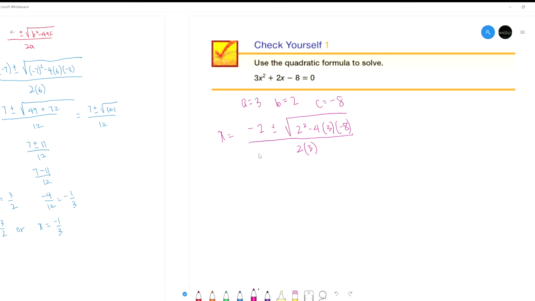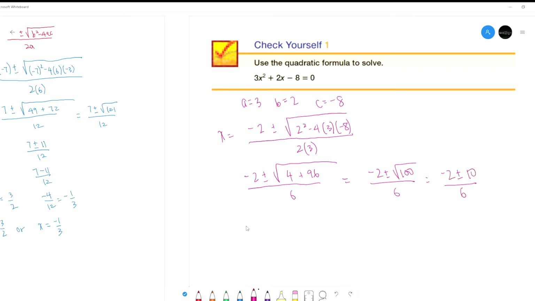All right, so what do we have? We have negative 2 plus or minus... 2 squared is 4. 4 times 3 is 12, times 8 is... 12 times 8 is 96. So let me write this as plus 96, over 6. And 4 plus 96 is 100, right? Negative 2 plus or minus radical 100 over 6. And radical 100 is equal to 10.